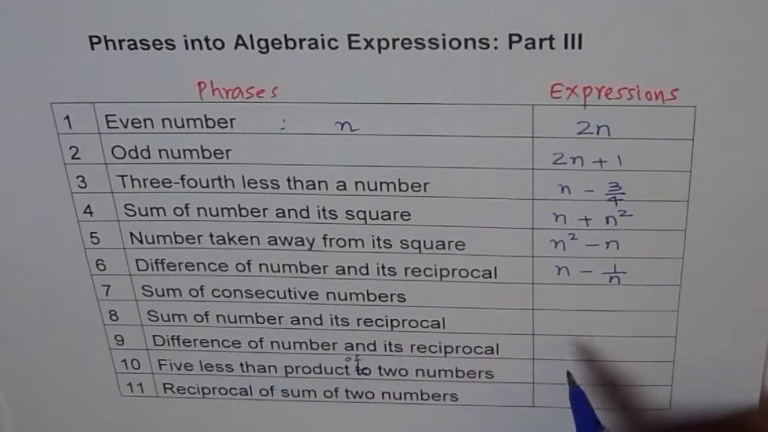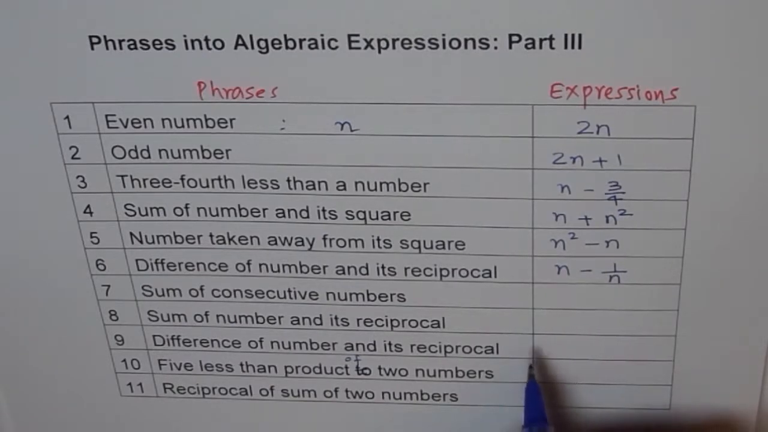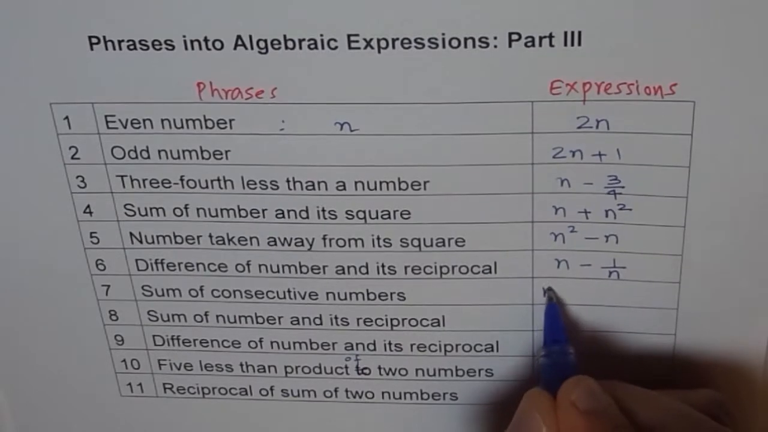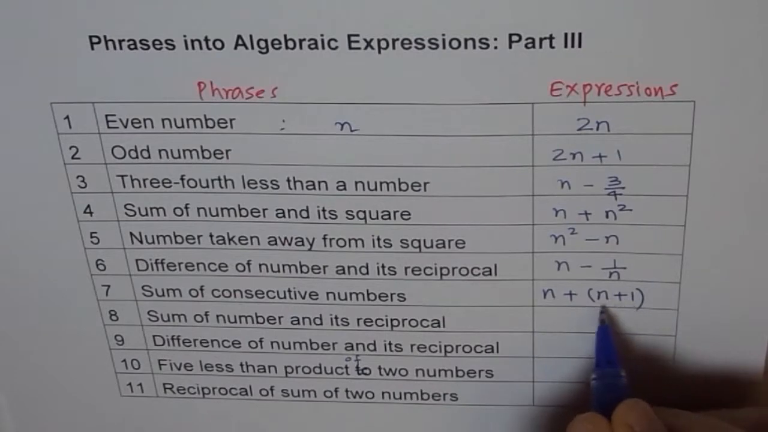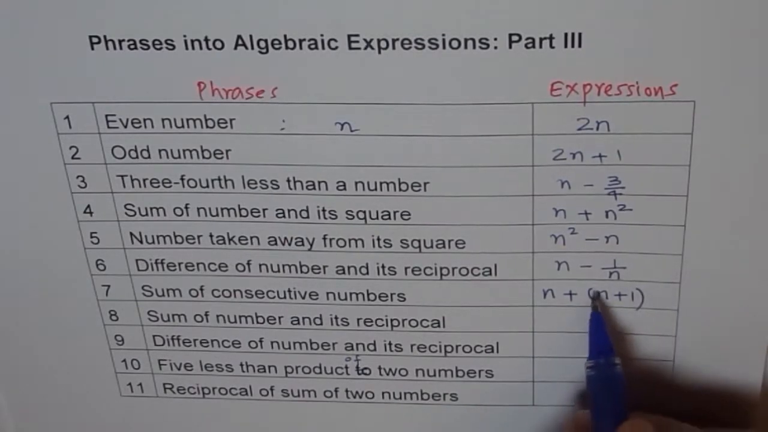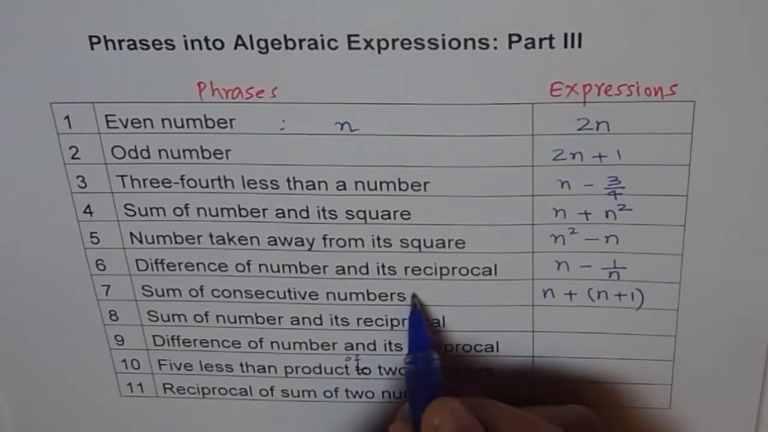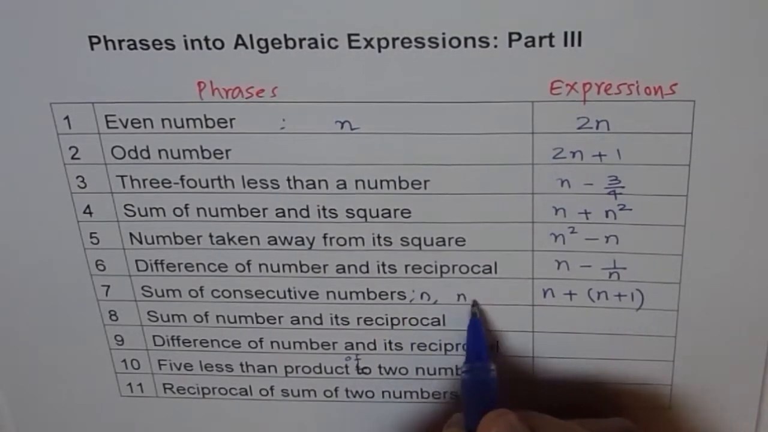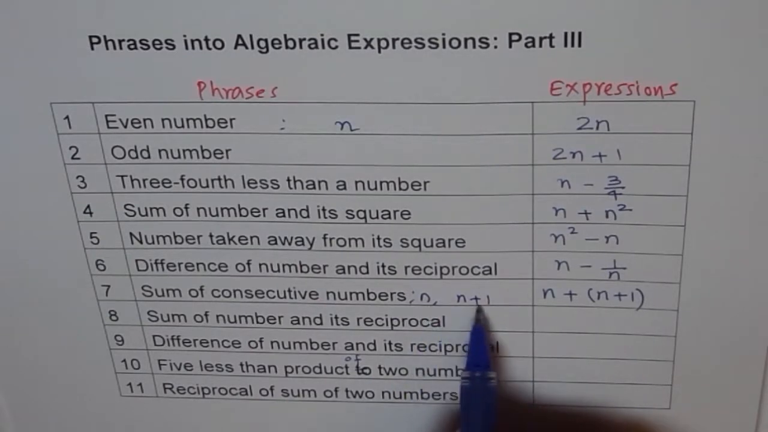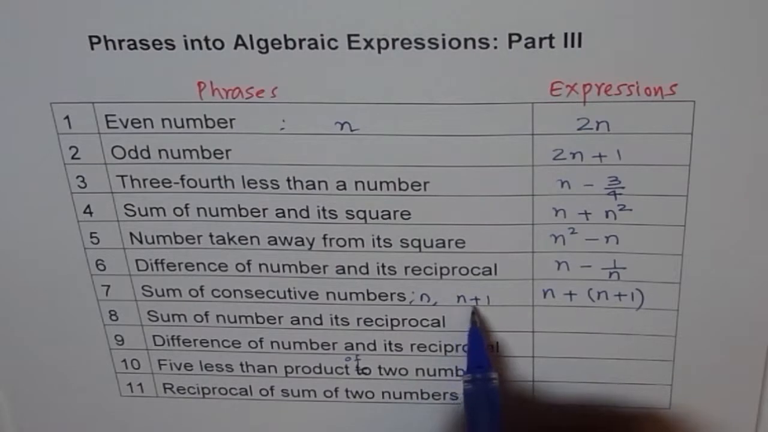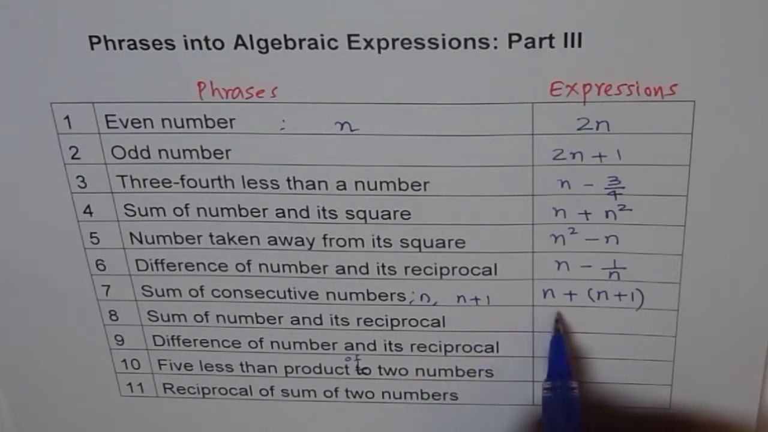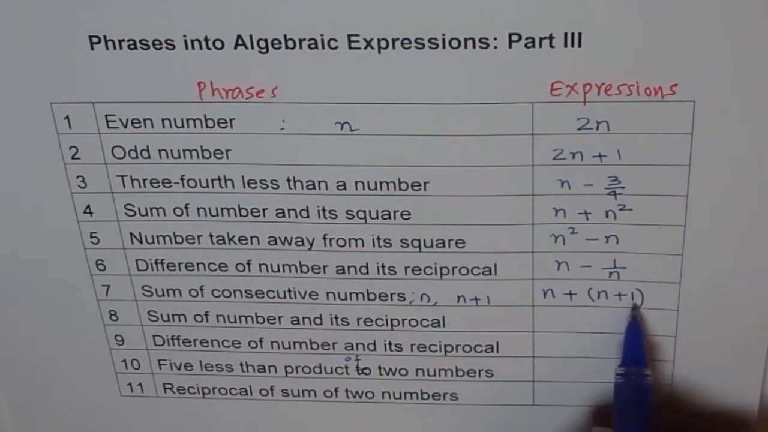Sum of consecutive numbers. So if n is a number, which is the next number? n plus 1. So we add them both, right? We add n plus the other number, which is n plus 1. Okay, so this is sum of consecutive numbers. We wrote them in brackets. So we say if one number is n, the other number is n plus 1. We can write these are the two numbers, n and a number which comes immediately after, n plus 1.